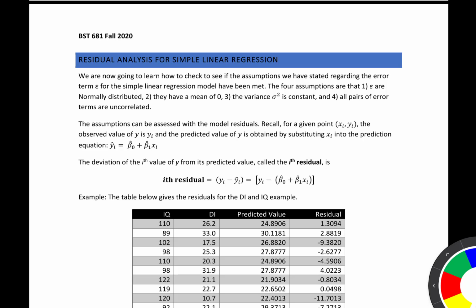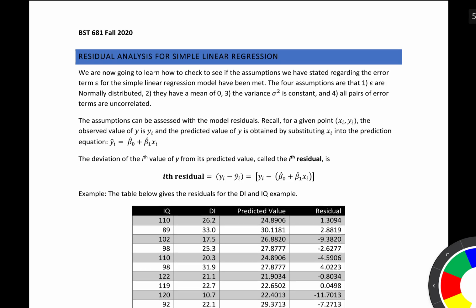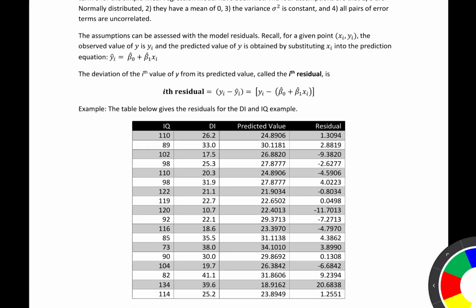We have that those errors are normally distributed, they have a mean of 0, the variance is constant for different values of x, and all the pairs of errors are uncorrelated or they're independent. We can check them using the model residuals.